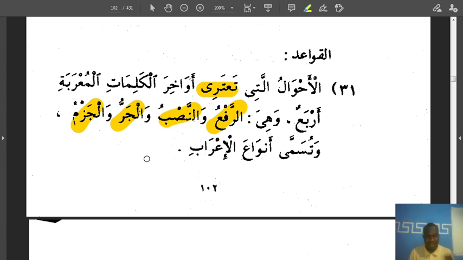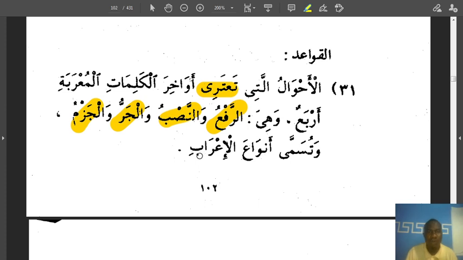So a word that is declinable, that can change its case ending, has 4 chances. It has 4 variables. We are talking about Dhamma, which is Ar-Raf'u. We are talking about Fatha, which is An-Nazb. And then we talk about Al-Jar, which is Kesra, Al-Jazm, which is Sukun. So these are the 4 vowels. Now, when a word is a noun, it has 3 chances, 3 slots. It has Ar-Raf'u, Al-Nazb, and then Al-Jar. And when it is a verb, it has 3 slots. It has Ar-Raf'u, Al-Nazb, Wal-Jazm.